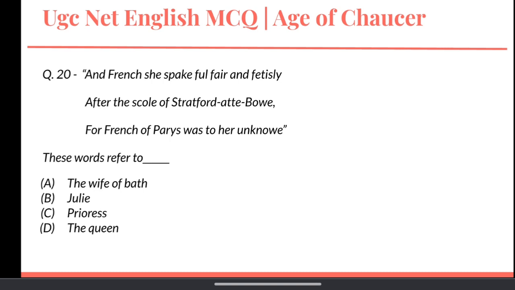Question number 20 is, "And French she spake full fair and fetisly, after the school of Stratford atte Bowe, for French of Paris was to her unknown." Okay, who utters these words or who is referred to in these words in the prologue of Canterbury Tales? Option A, the wife of Bath. Option B, the Prioress. Option C, the nun. Or option D, the Queen.